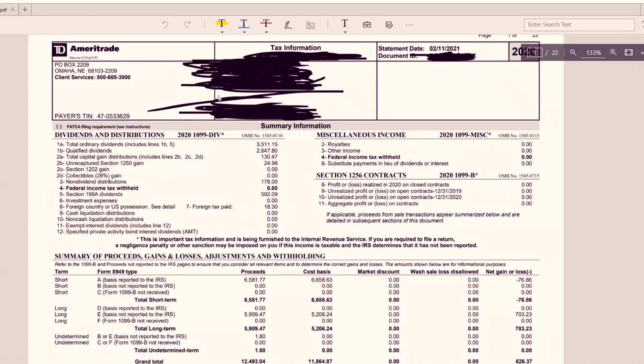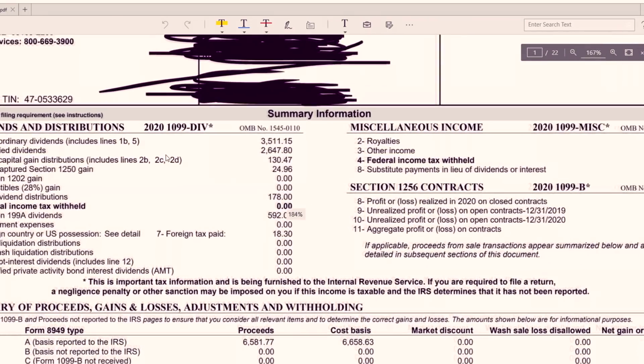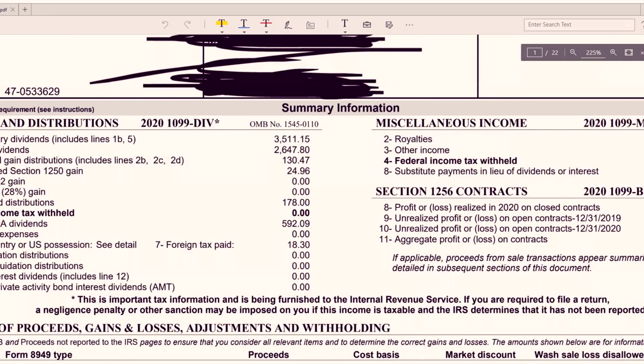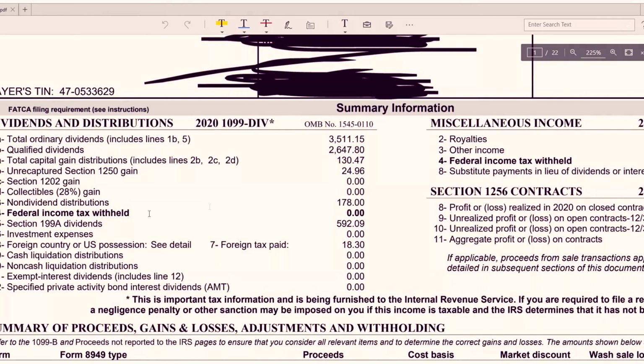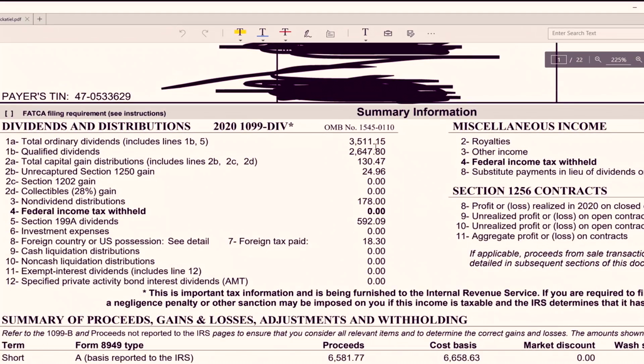This part you're really looking at, and honestly, it's going to help you fill out most of this form really easily, is this part with dividend distributions right here. This is the total ordinary dividend amount. The qualified dividend portion of that is $2,647. Sometimes people ask me if it's this plus this combined, if these are different dividends. These qualified dividends are the same as these.